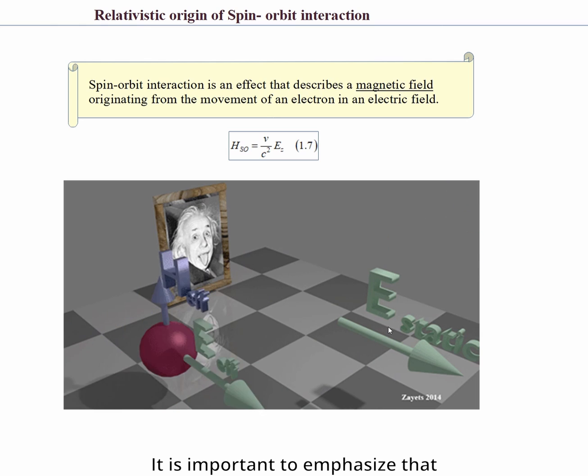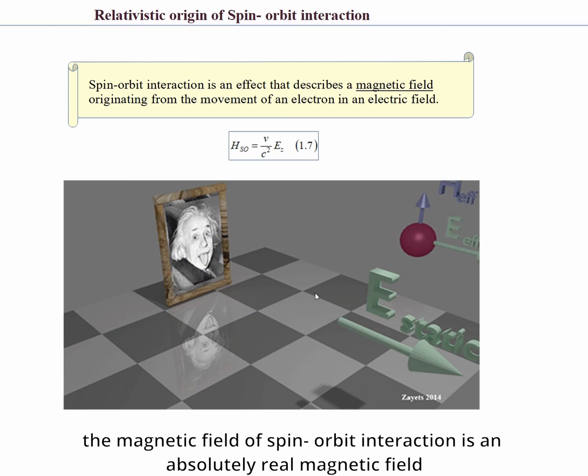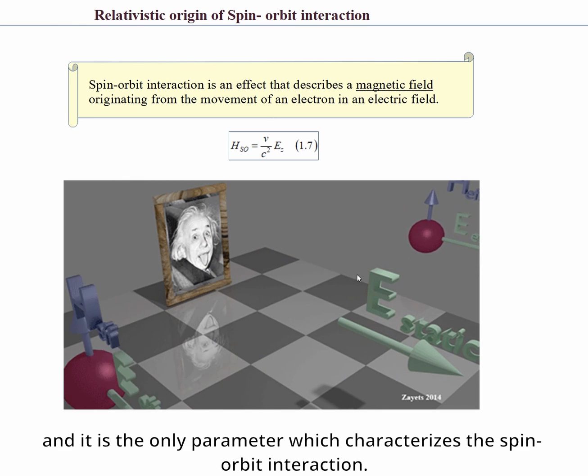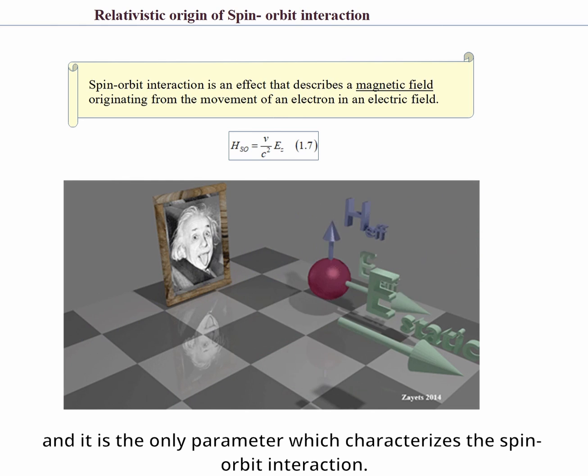It is important to emphasize that the magnetic field of spin-orbit interaction, this one, is an absolutely real magnetic field, and it is the only parameter which characterizes the spin-orbit interaction.